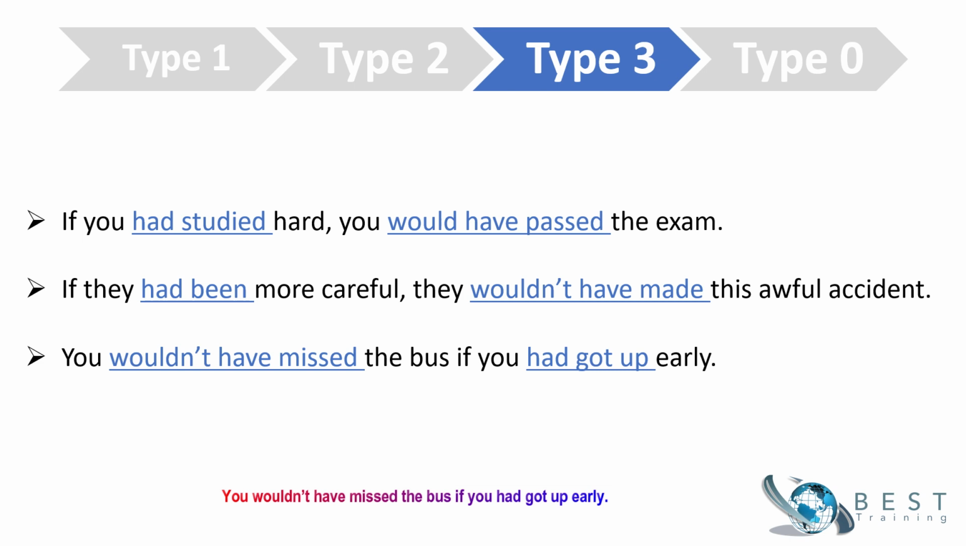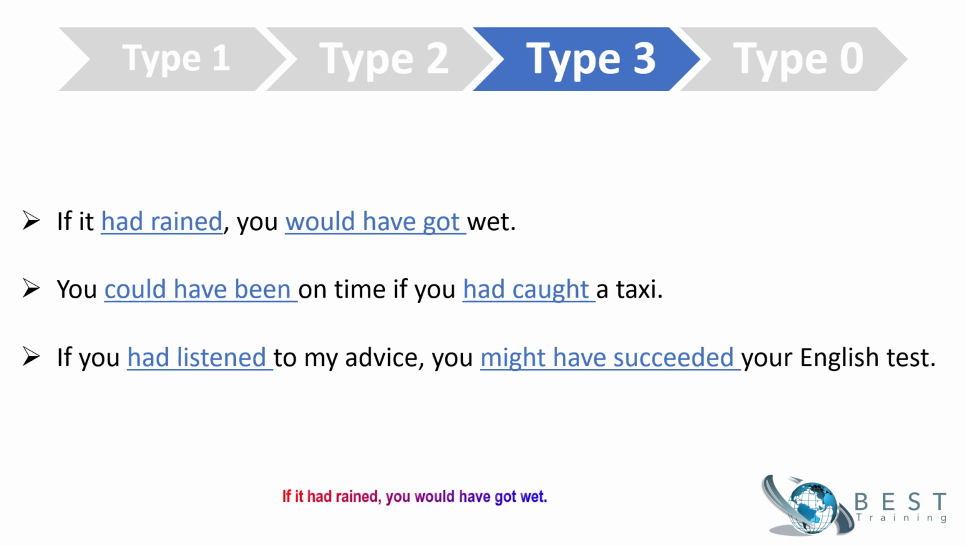You wouldn't have missed the bus if you had got up early. But you got up late. That's why you missed the bus. If it had rained, you would have got wet. You are lucky to not get wet because you didn't take your umbrella.